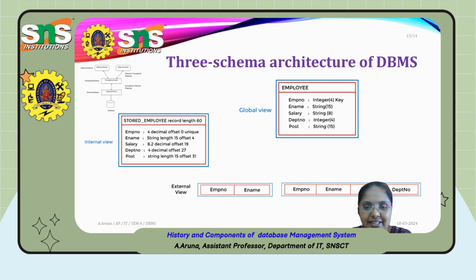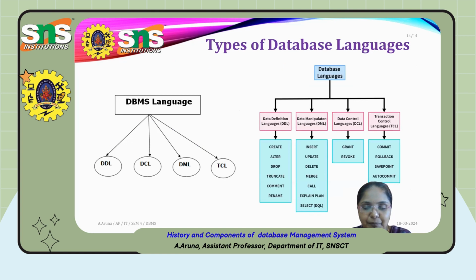In an external view, what do I show to my user? That is the external view. Similarly, I can store the employee number. It doesn't need the data type and all. We just have to see the tables and the data available in that particular table. That can be called an external view.